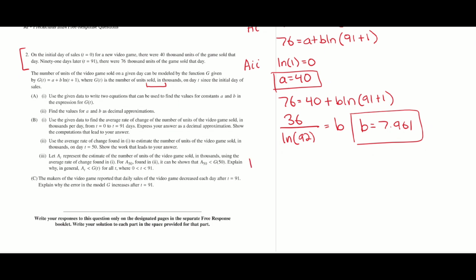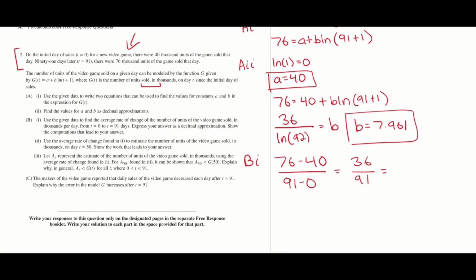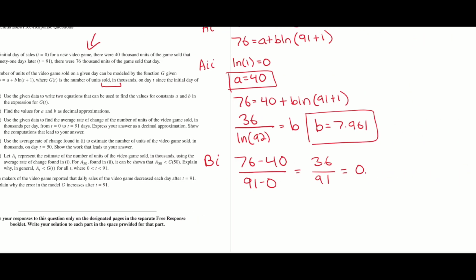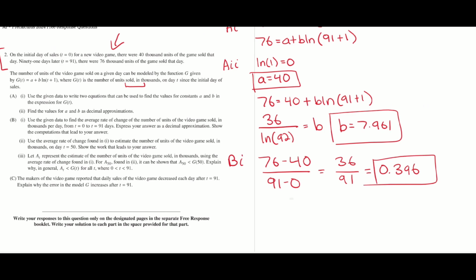Now part b, part 1. Use the given data to find the average rate of change. So that's just y2 minus y1 over x2 minus x1. Your y values are your units that are sold. So it would be y2, 76 minus 40, which is given at the very top right here, divided by 91 minus 0, which is 36 over 91, which is 0.396. That is your average rate of change with the data that is given to you.